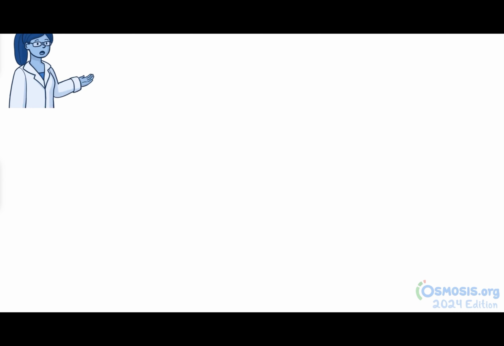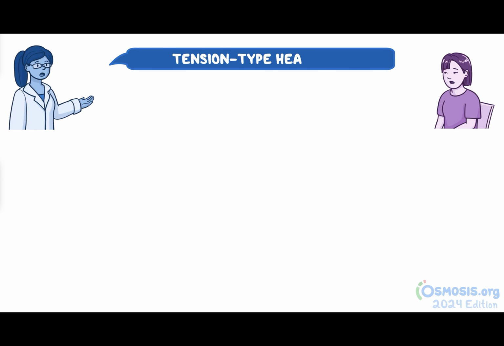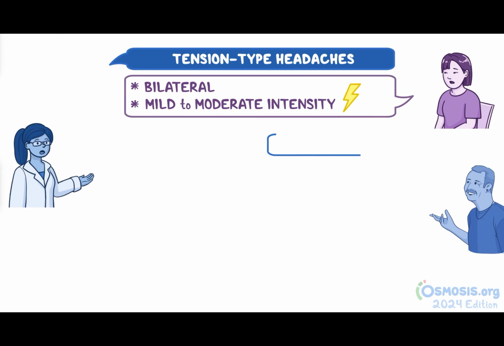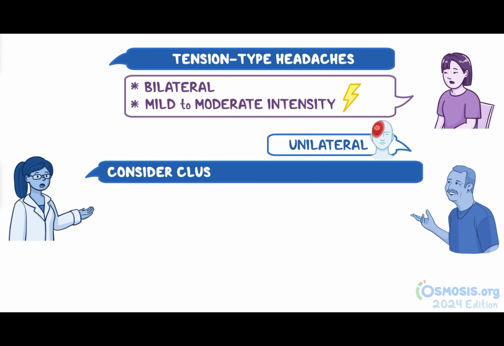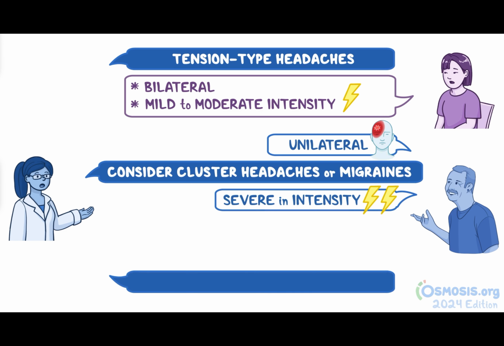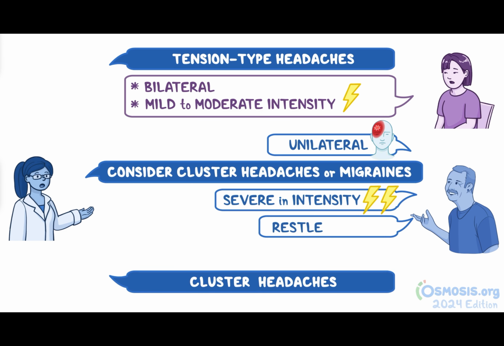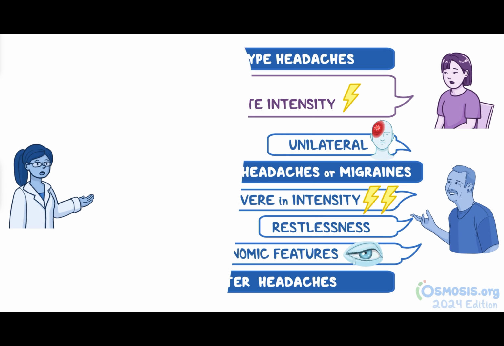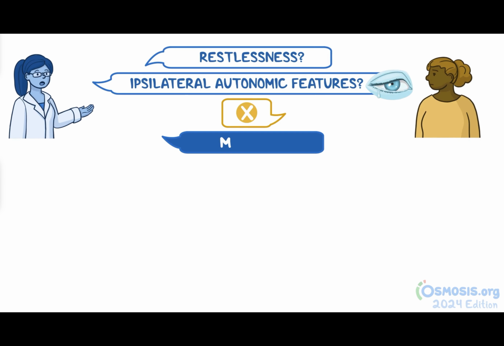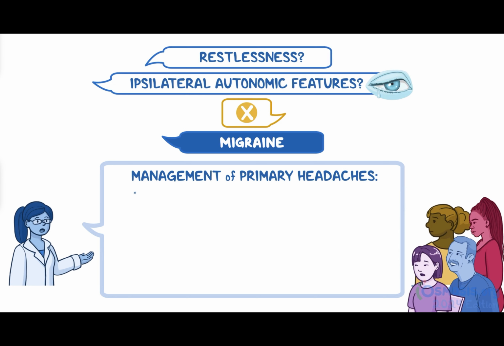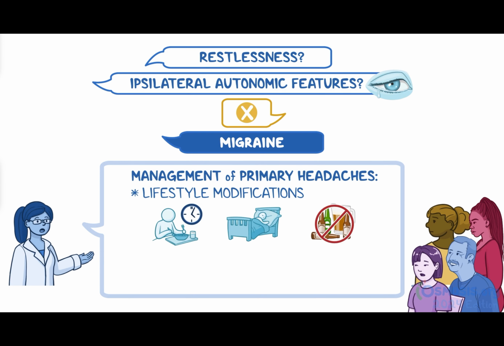All right, as a quick recap, tension-type headaches are usually bilateral and mild to moderate in intensity. If headaches are unilateral, consider cluster headaches or migraines, which are more severe in intensity. Cluster headaches are associated with restlessness or ipsilateral autonomic features, while migraines are not. Finally, the management of primary headaches includes lifestyle modifications and medical treatment with abortive and preventive medications.